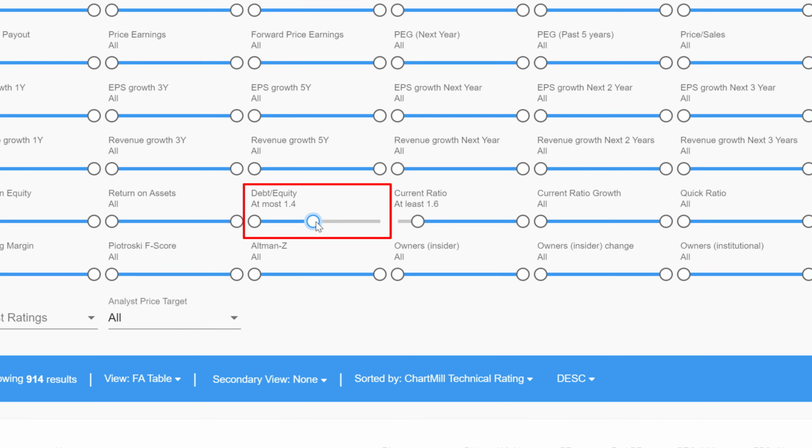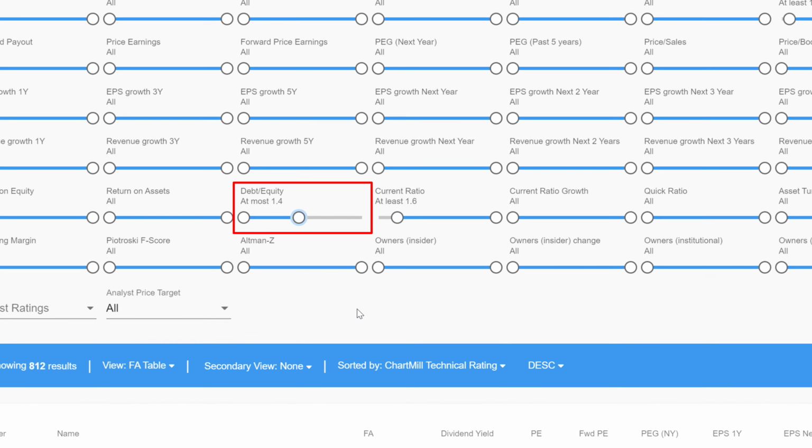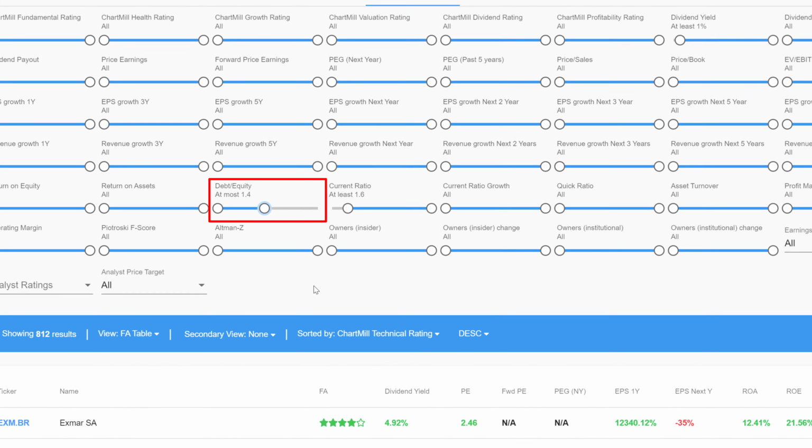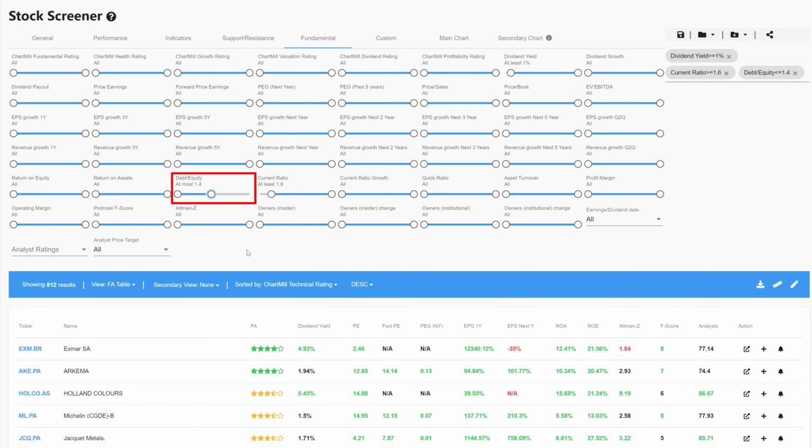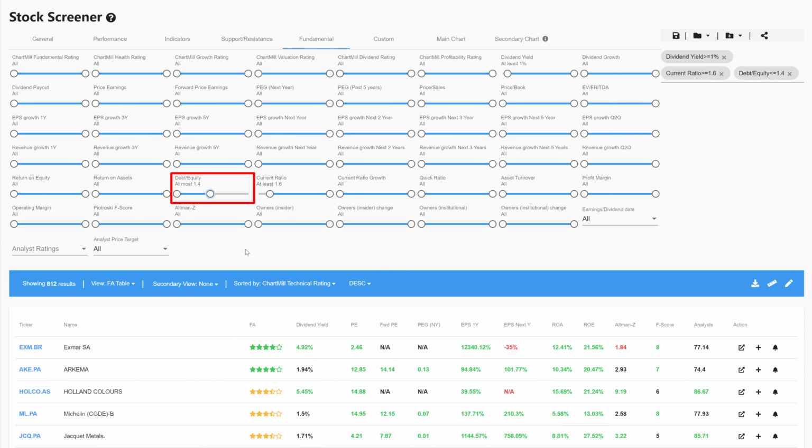When interpreting the results, you must however take into account that the debt ratio varies from one sector to another. Some sectors, such as the construction industry, are much more capital intensive than other, more service-oriented sectors. Keep this in mind when comparing companies that belong to a different sector.